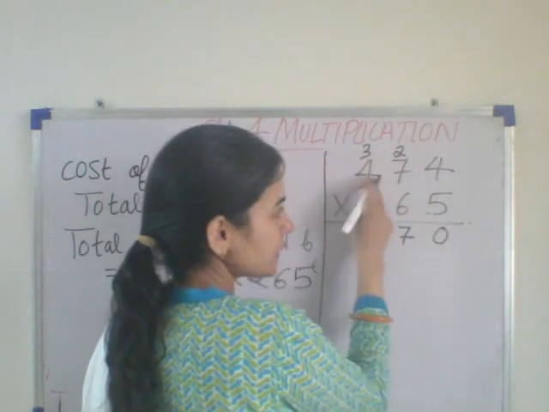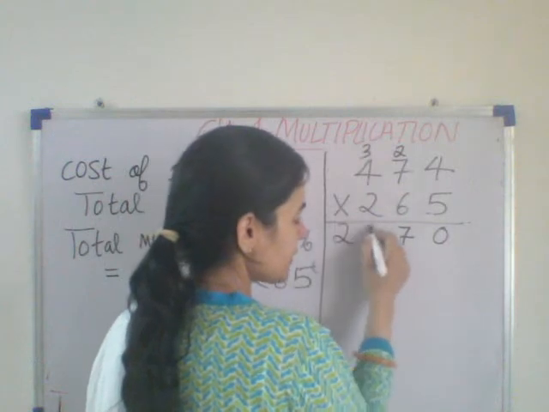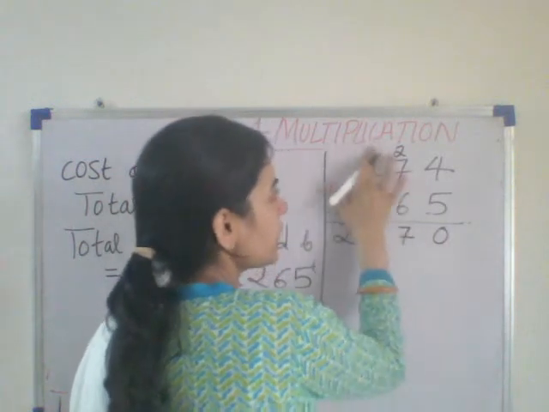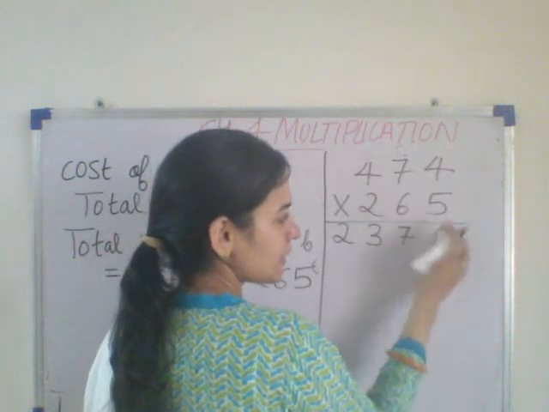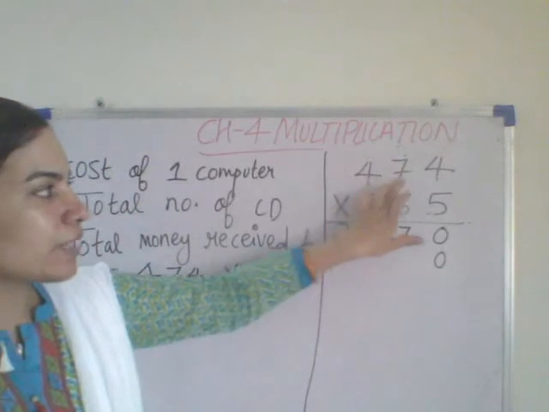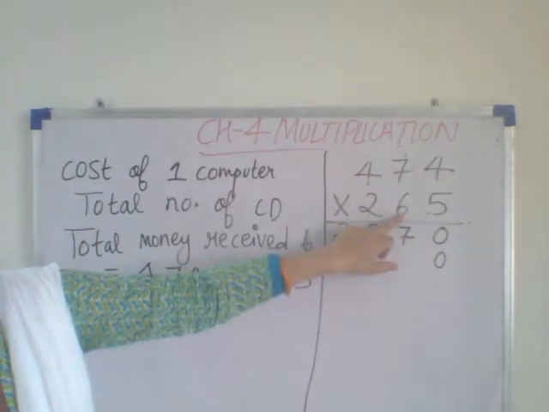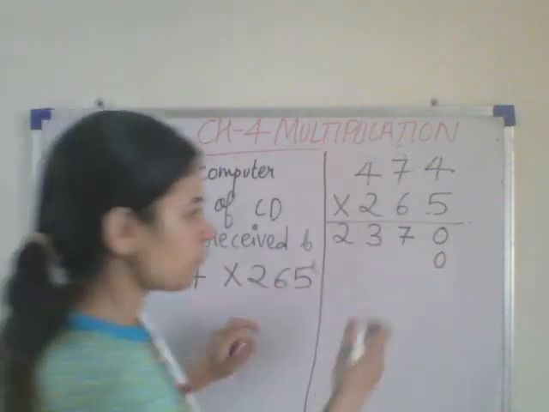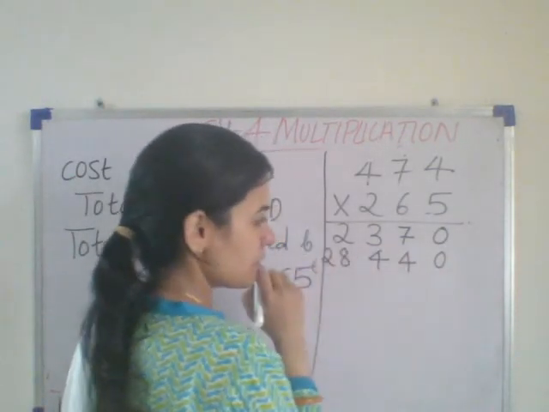5 4s are 20. 20 plus 3 is 23. In a similar way, you have to multiply 474 with 60. So simply you will be putting a 0 here. If you multiply 474 with 60, you will be getting 2844. You will be getting this number.